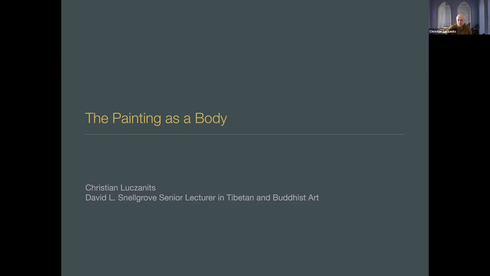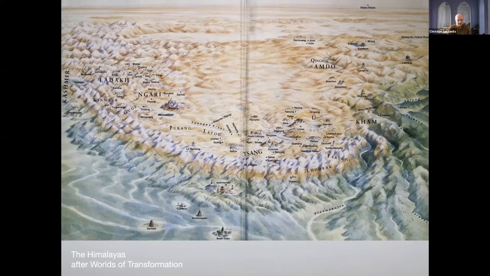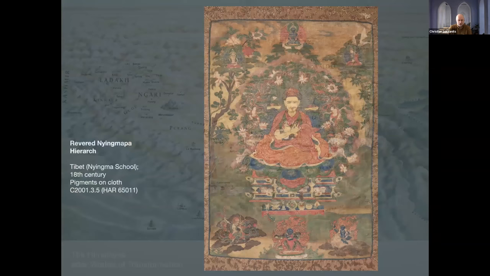As Laura said, I'll talk about the painting as a body in the Tibetan Buddhist context, which is, of course, the area of my studies, along with Indian Buddhist art. What we see on the map here is a map of the Himalayas with its main sites and the cultural connections in the west towards Kashmir, in the south towards Kathmandu and Nepal, and the Indian plains, in the northeast towards the central plains of China, and in the north towards Central Asia.